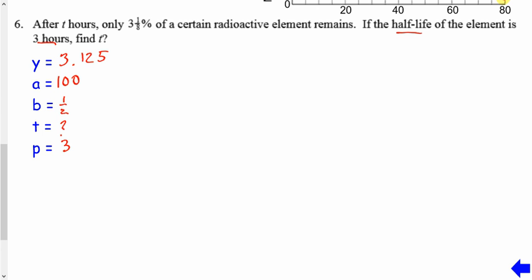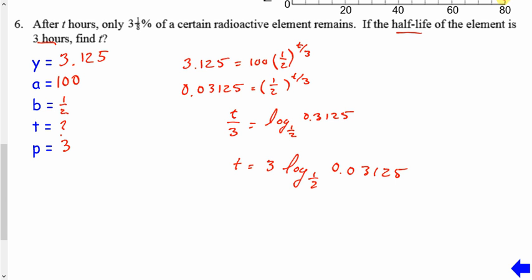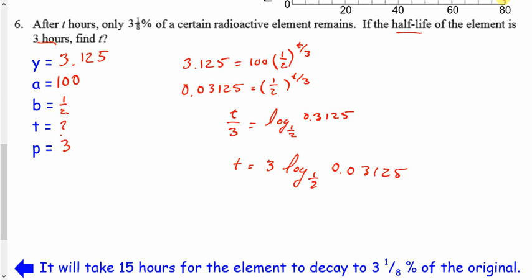So there are the values. We can substitute them into the equation to solve. Why don't you pause the video at this point, finish off the question, and then restart the video to compare your answer with mine. Well, here you can see my process, and when I substitute it into the calculator, I discover that the time that will have passed is 15 hours in order for that element to decay to 3 1/8% of the initial amount.